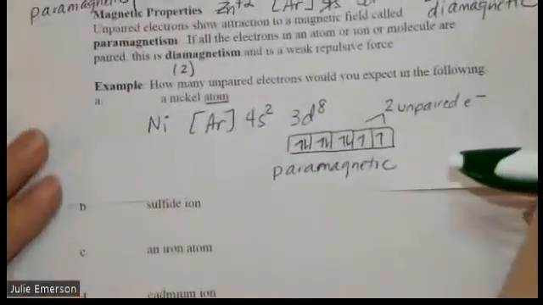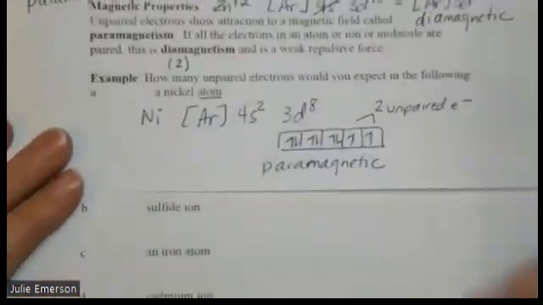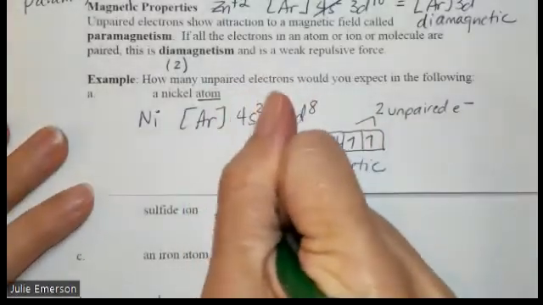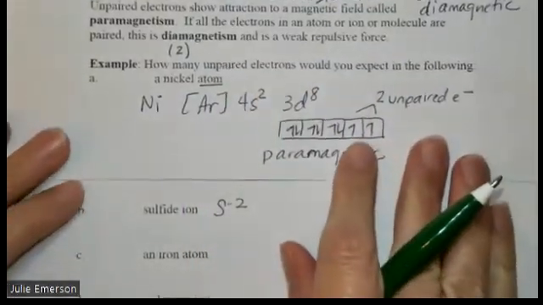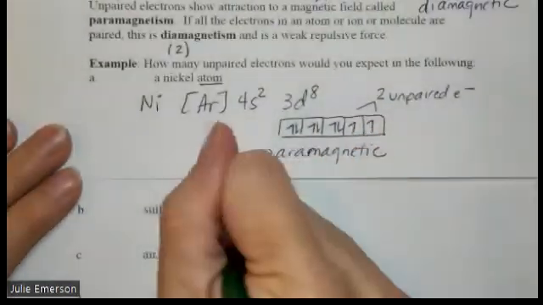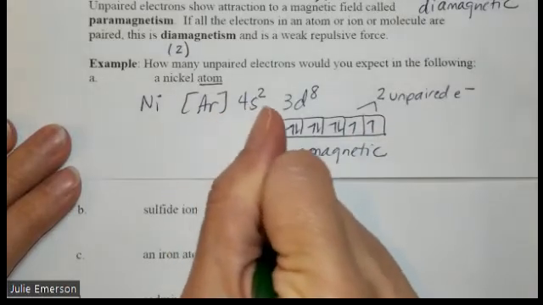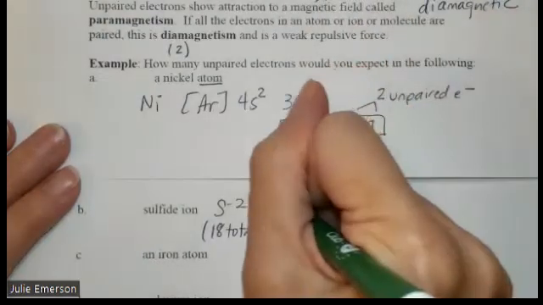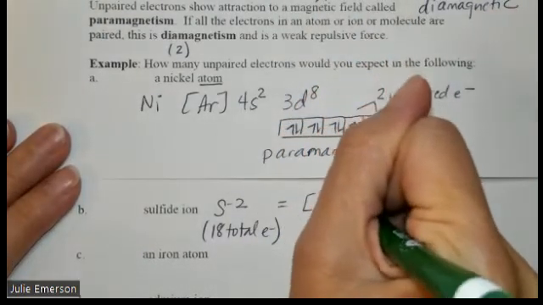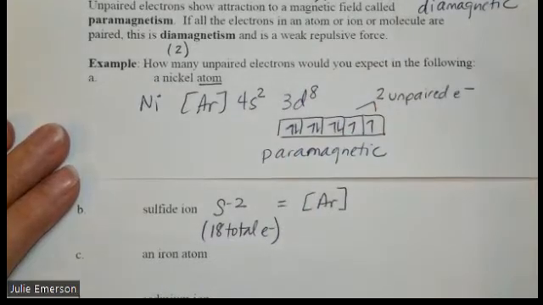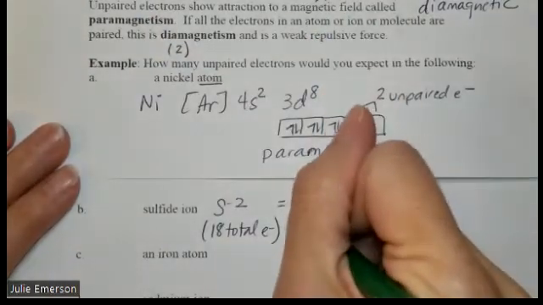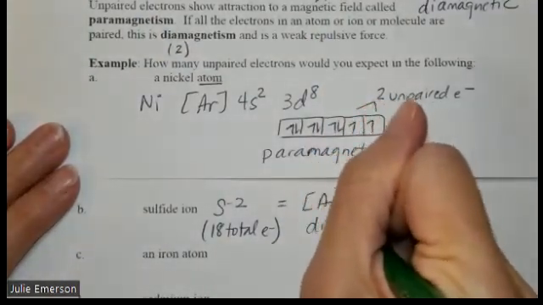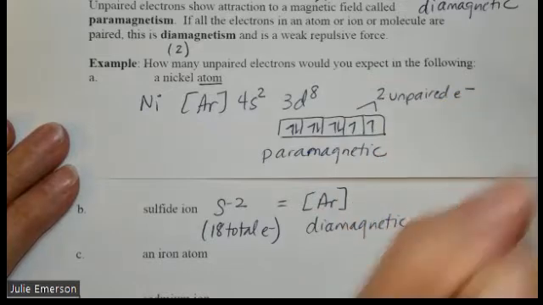All right, let's look at the sulfide ion. So sulfur with a -2 charge, that means that there would be 18 total electrons, because sulfur starts out with 16, that's the atomic number, and if it's picked up 2, it has 18 total electrons. This is going to match the configuration of argon, and if you have a noble gas configuration, there's no unpaired electrons, so this is diamagnetic. Everything would be in twos.